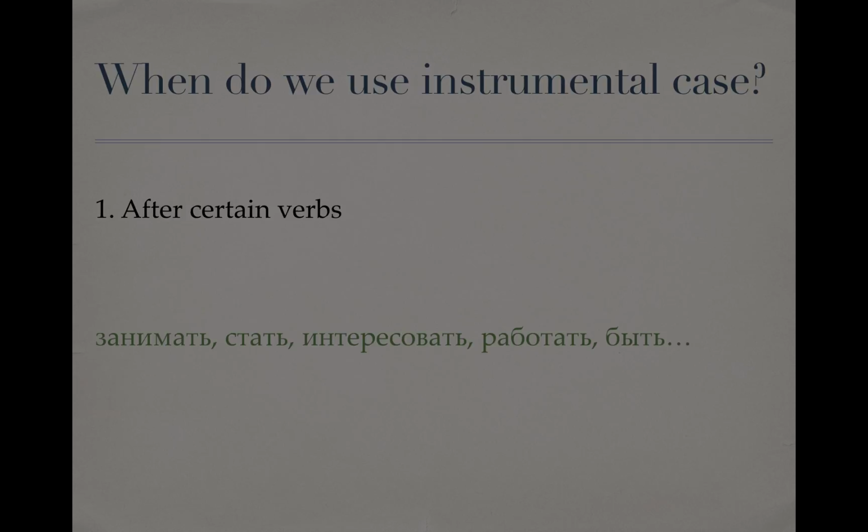And the second sentence: Он будет следующим президентом России. He will be the next president of Russia. Let's see. Будет следующим президентом. It's the instrumental case. Why? Because it's after будет, from быть. The noun after быть has to be in the instrumental case. So, будет президентом, to be the president. Будет следующим президентом, to be the next president. Он будет следующим президентом России. He will be the next president of Russia.